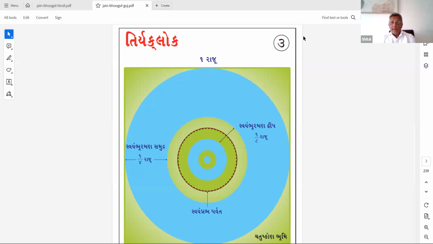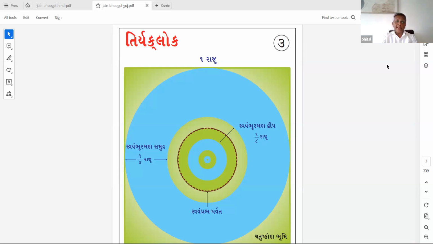It's known as Vikaltrai. Vikal means not complete, so these don't have complete senses. Complete senses means 5 senses. Those with less than 5 senses are known as Vikaltrai. Can we also call it Vikalendriya? Yes, Vikalendriya can also be said, and Vikaltrai too.